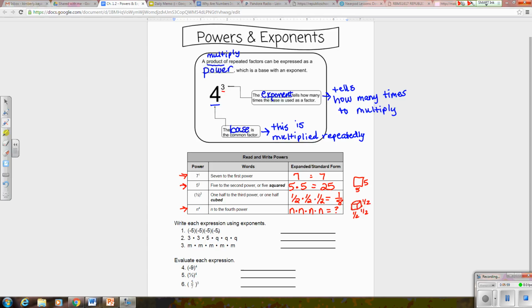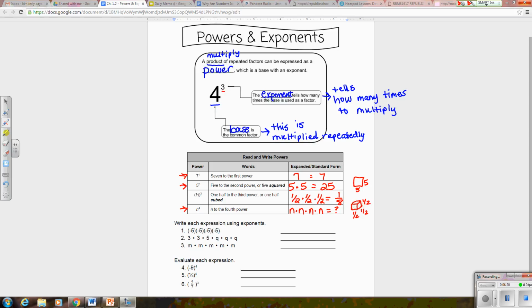So I'm going to practice some of these with you. I want you to complete the rest and then compare with your neighbor, either next to you or across from you, until all the group has compared. So I'm going to do number 1 for you. -5 times -5 times -5 times -5.